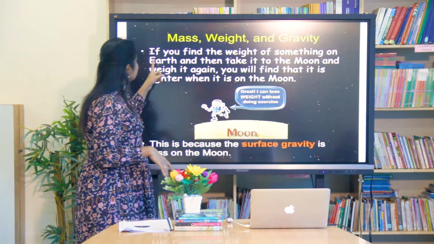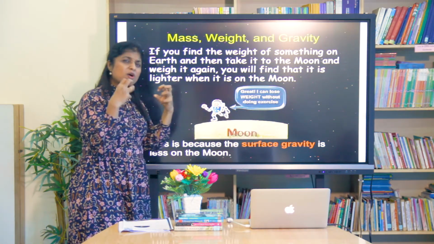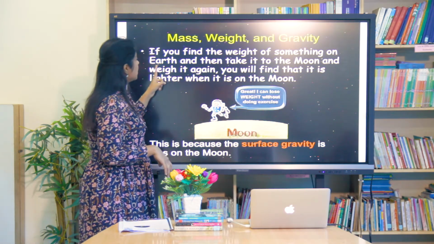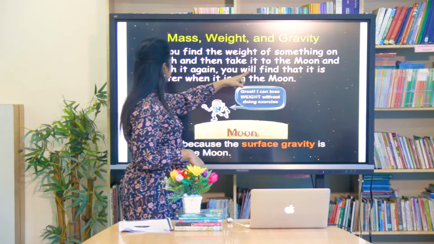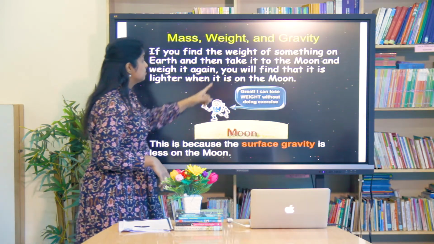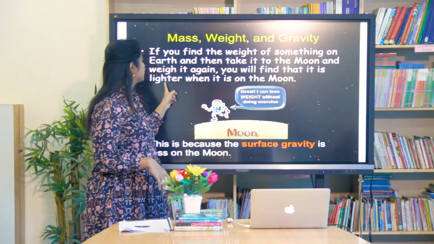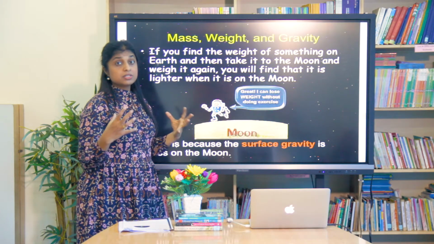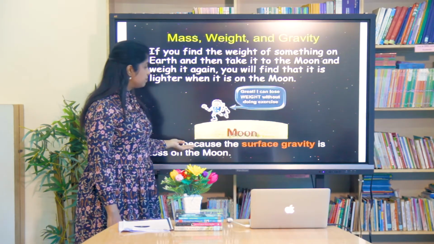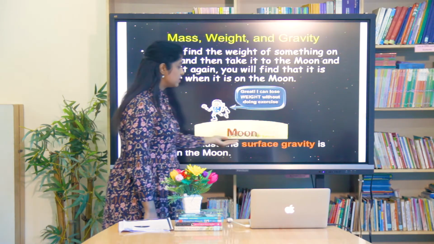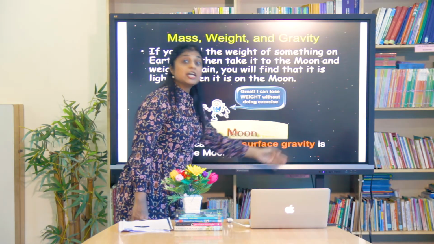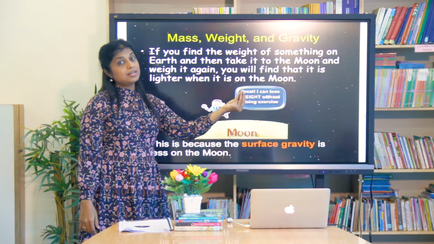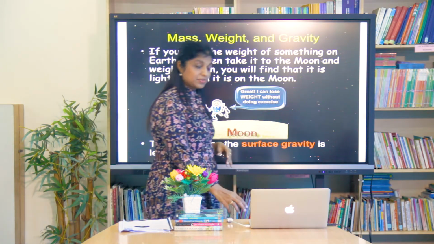So here, mass, weight and gravity. How are these things related? If you find the weight of something on earth and then take it to the moon and weigh it again, you will find that it is lighter when it is on the moon, right? It is lighter on the moon. This is because the only reason is surface gravity. Surface gravity is higher on the earth and lesser on the moon. Okay, everybody? Are you there?